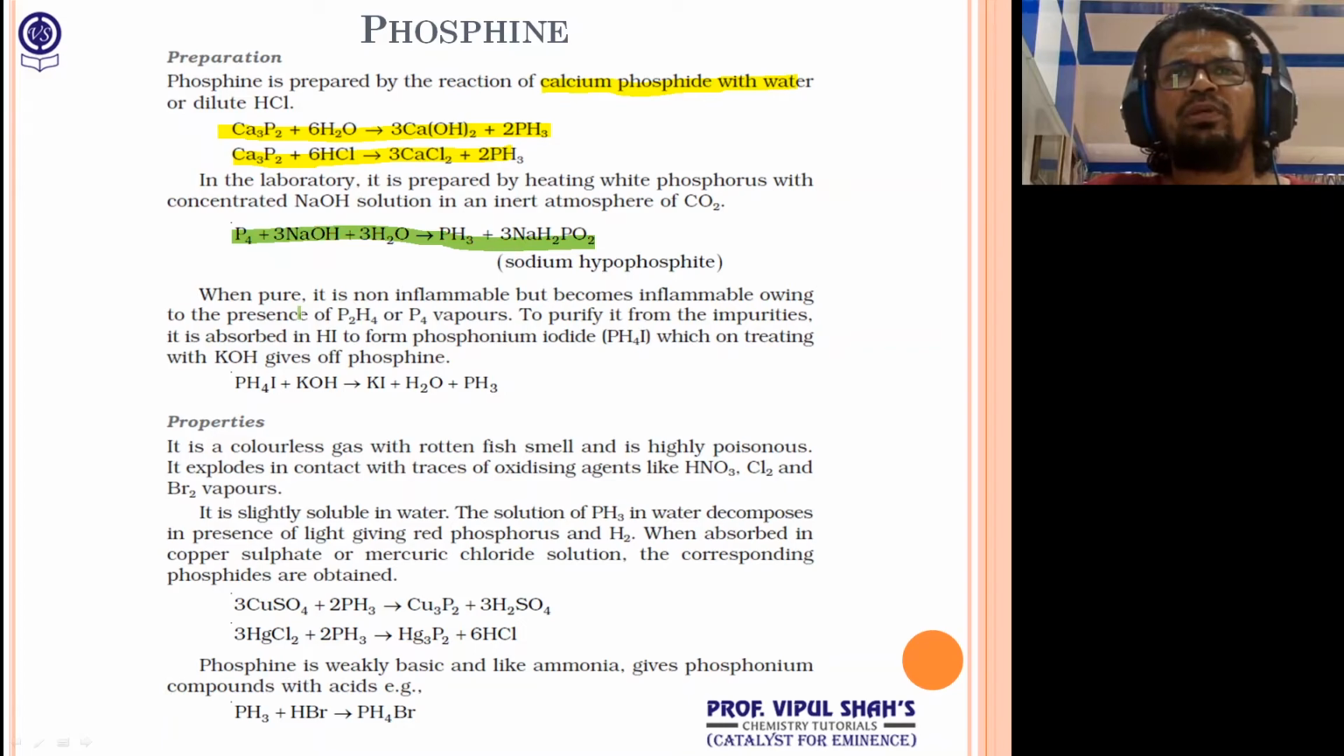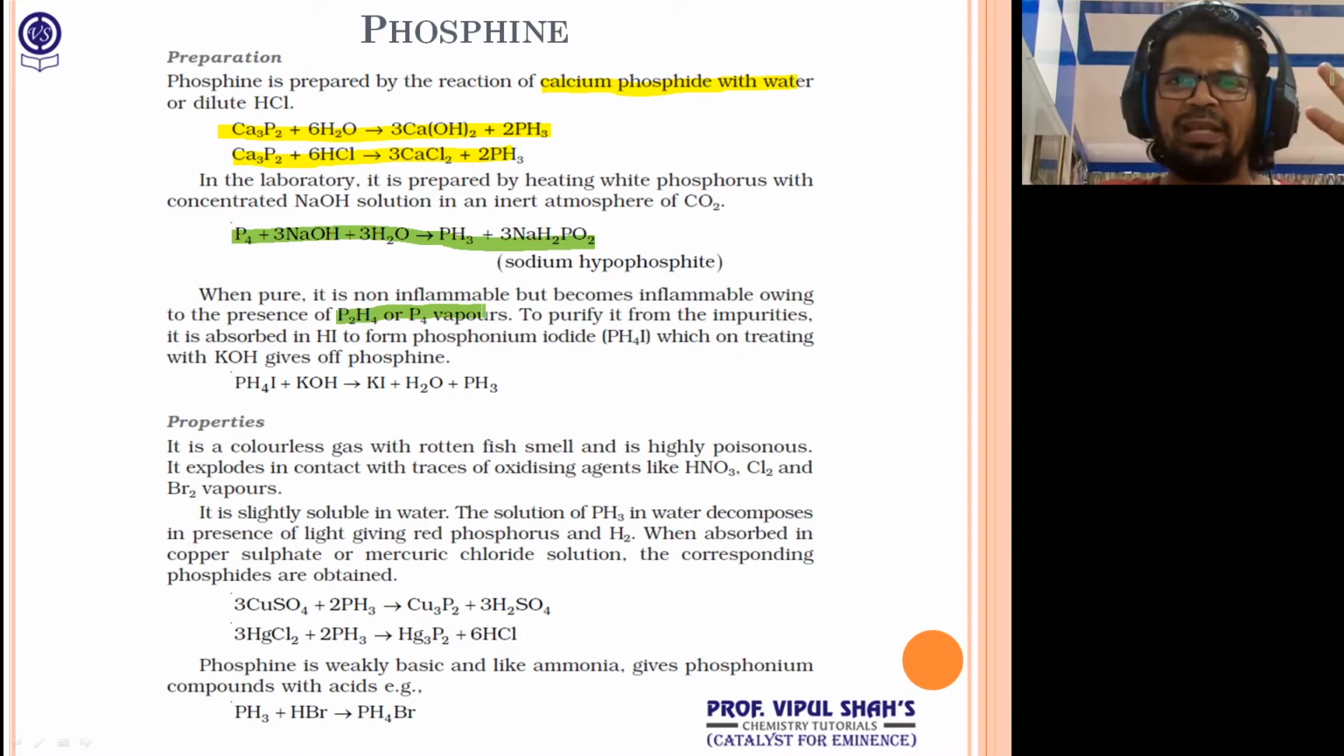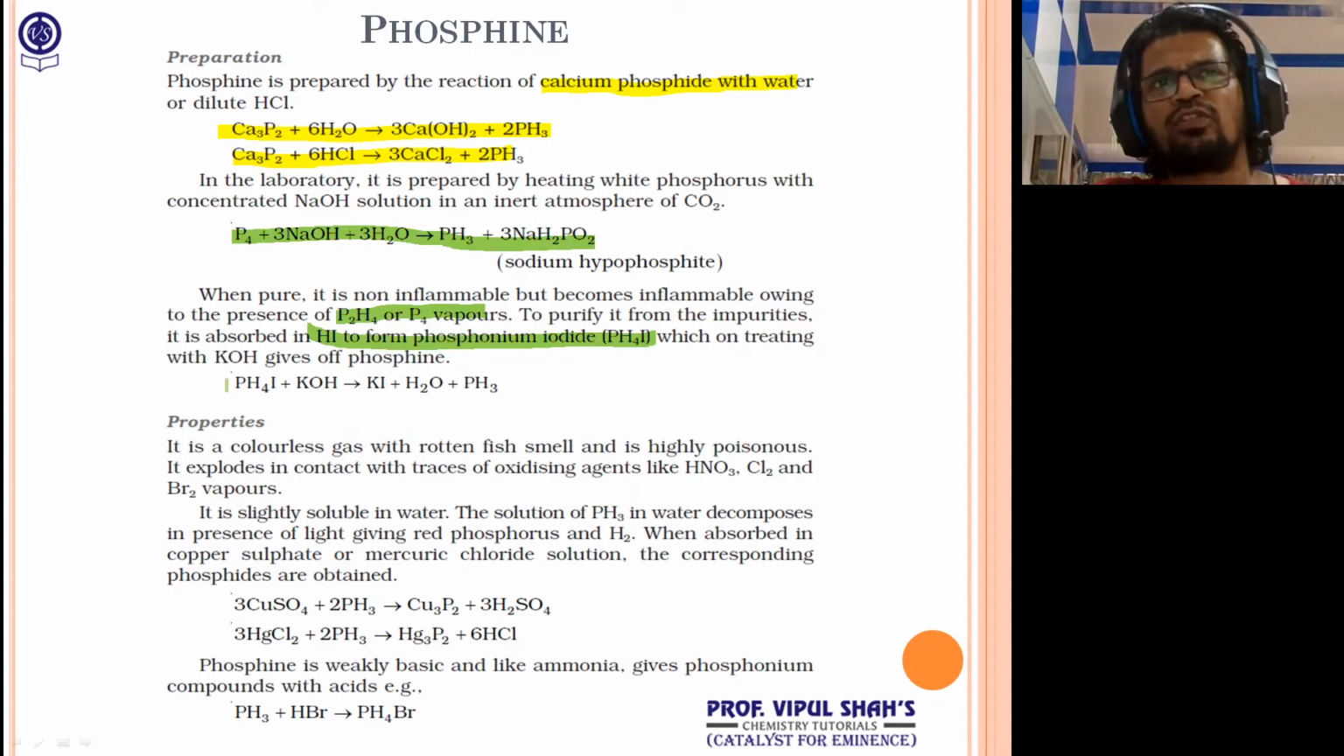When it is pure, phosphine is non-inflammable, but becomes flammable due to the presence of P2H4 or P4. Please write what is P2H4. Diphosphane, meaning P single bond P, and on both sides 3 H on the phosphorus. So phosphorus is forming mainly 4 bonds. And to purify it from its impurities, it is absorbed in HI to form phosphonium iodide, which on treating with KOH gives off phosphine. So phosphonium iodide we react with KOH, it forms KI and PH3. Phosphonium iodide is converted to phosphine.